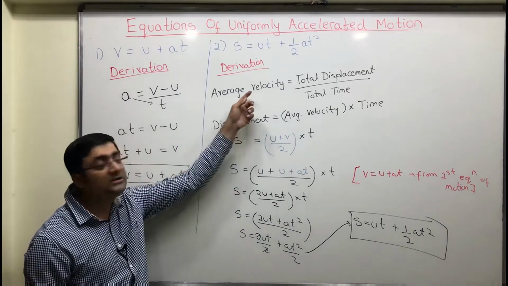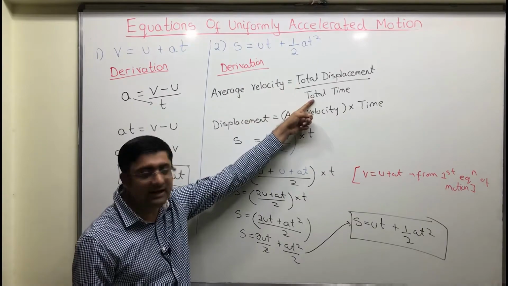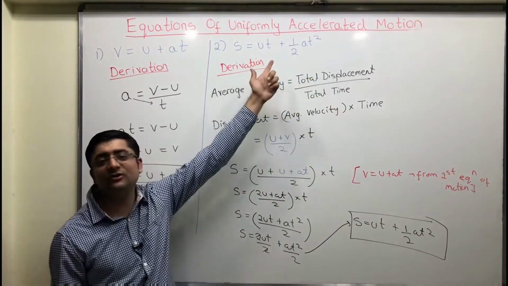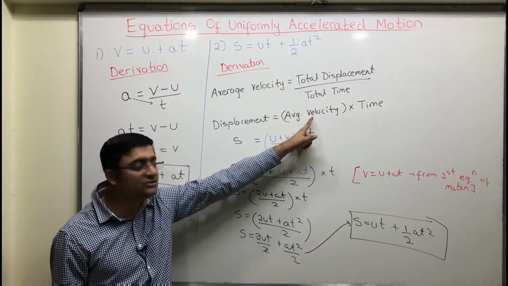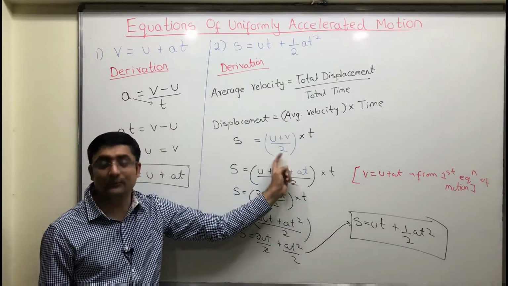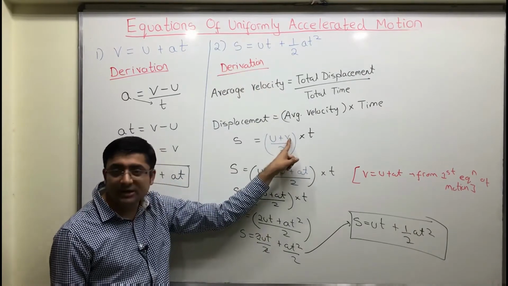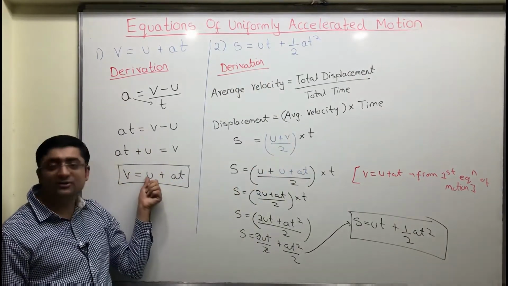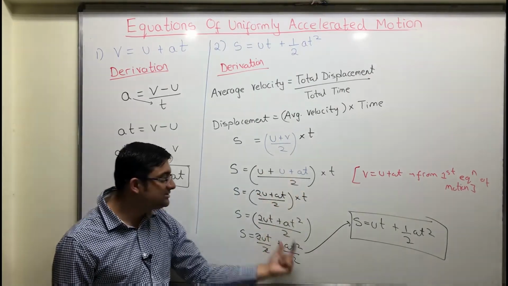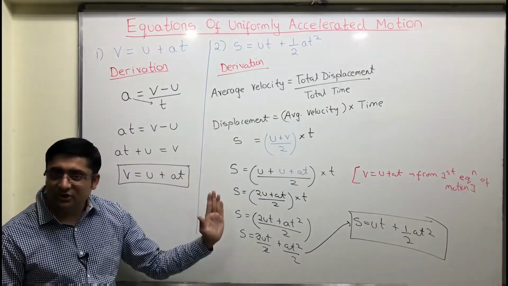Let me do a recap. We start with the average velocity formula, the first one which we learned. Average velocity is displacement by time. So what is displacement from here? Average velocity into time. Because this is uniformly accelerated motion, how do we calculate average velocity? U plus v by 2, that is initial velocity plus final velocity by 2. Now if you notice in the second equation of motion, there is no v symbol. That means I have to eliminate v. How do we eliminate v? By substituting this value. So from the first equation of motion, we substitute v as u plus at. Simplify, you get your answer. So this is how you derive the first two equations of motion. So I hope this much is clear.